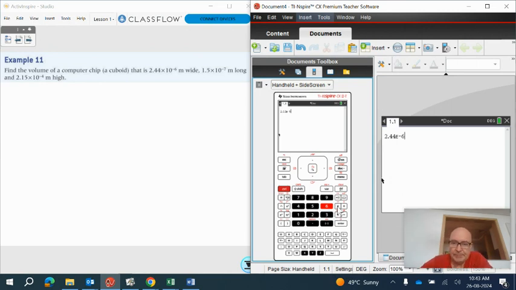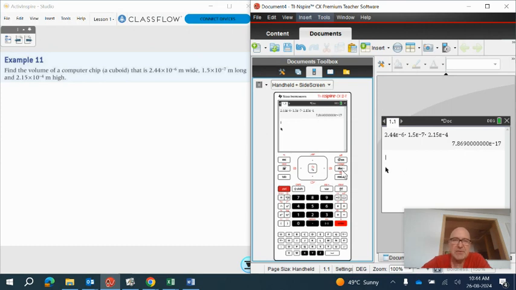Then multiply. What have we got next? We got 1.5 times 10 to the power of negative 7. You see, it's a lot quicker. And then we've got 2.15 times 10 to the power of minus 4. And that's it. Put it in carefully, see if we got the right answer. And here we get our number. I've got loads of decimal point places. Let me just fix that.